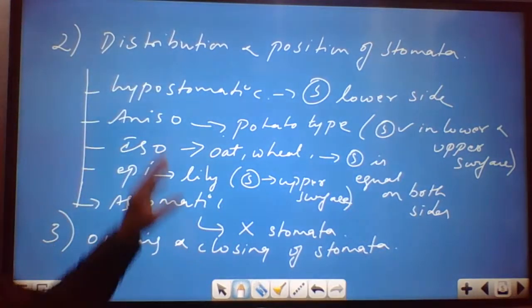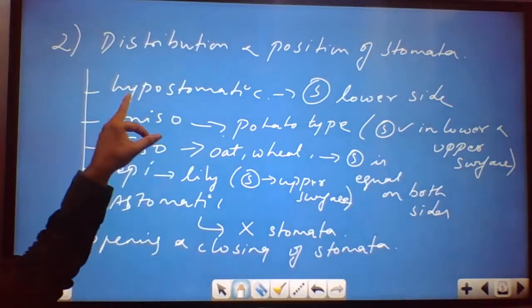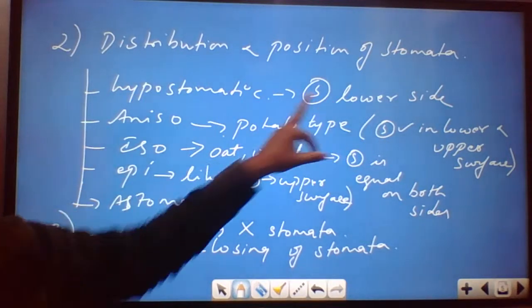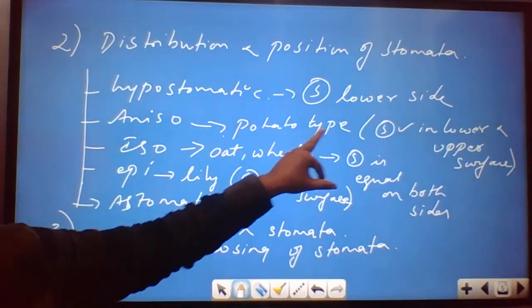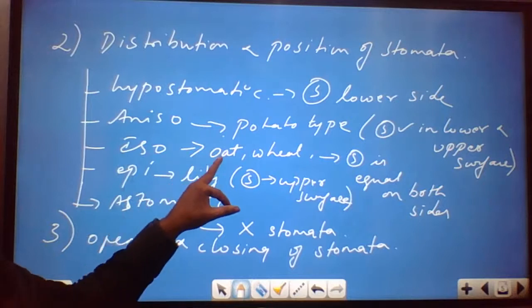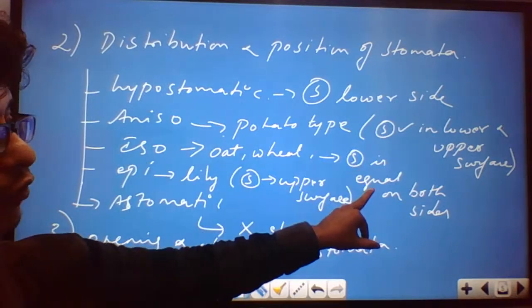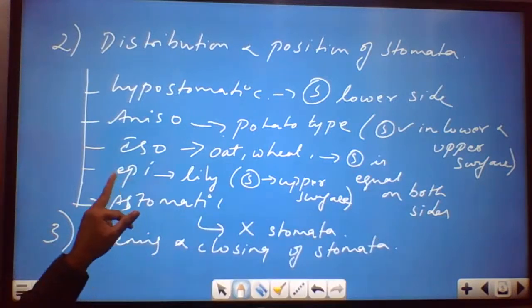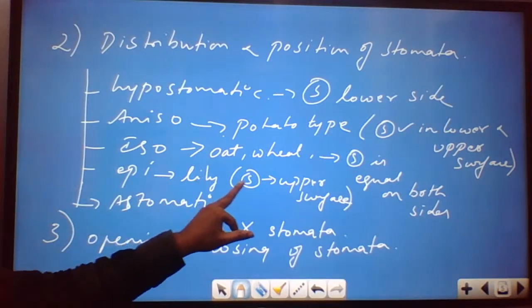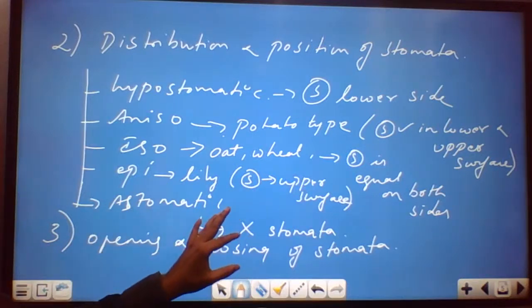Okay, guys, we have the last 5 minutes and I'm going to close it. Hypostomatic: stomata present on the lower side. Anisostomatic, potato type: stomata present on both lower and upper surface, unequally. Isostomatic is oat or wheat, where stomata are equal on both the upper and lower sides. Epistomatic, present in lily, where stomata we could see only on the upper surface. Astomatic, where the stomata are absent.